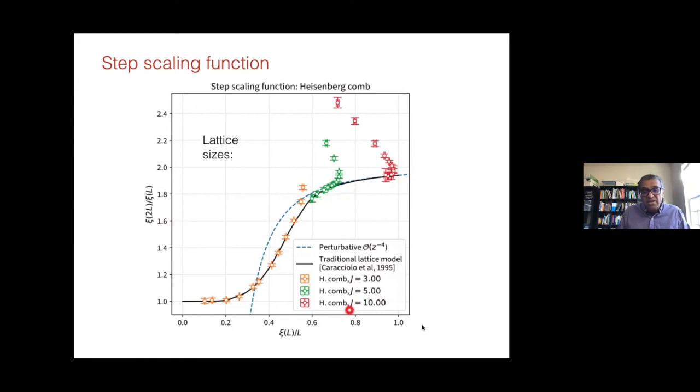And now if I make J equals 10, notice I come almost to J equals 1, which is where the traditional model was also able to go. And now again, as I come here, it sort of starts turning and it comes onto that curve. So here, the biggest lattices are 256 and 512. Of course, we lost steam after that.